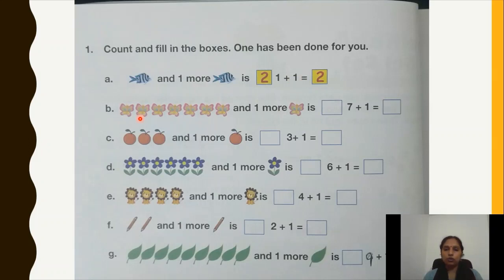Okay, now we will move on to question number B. Can you count and tell how many butterflies are shown here?